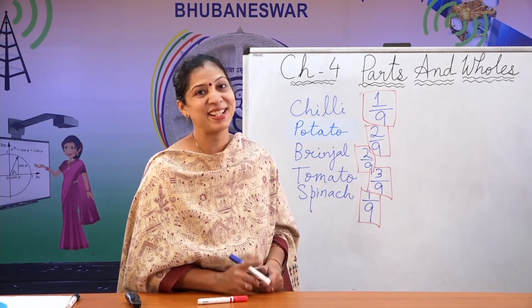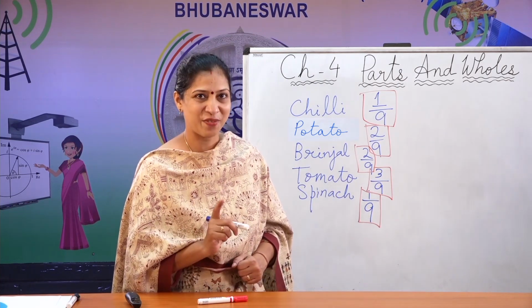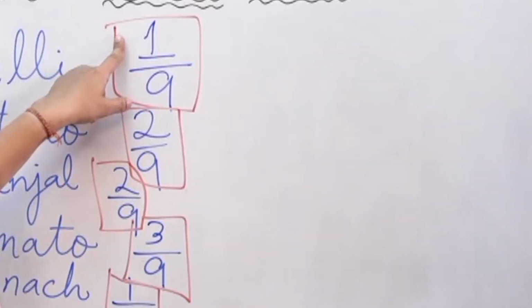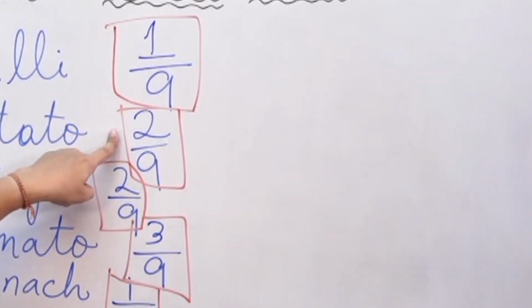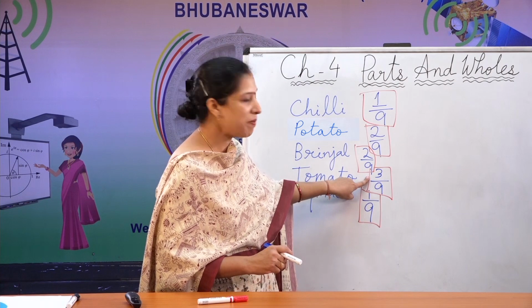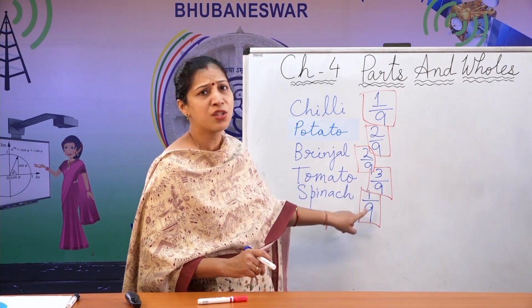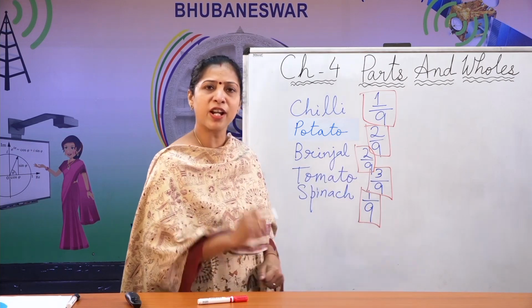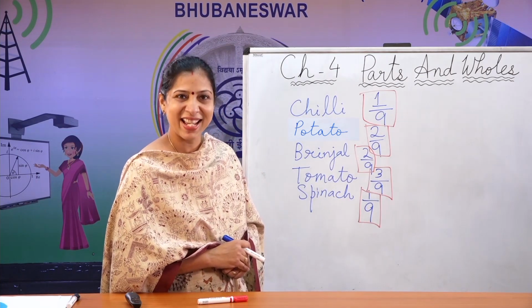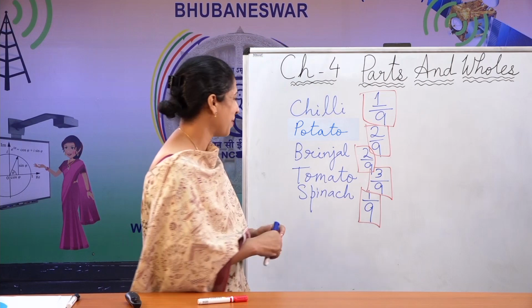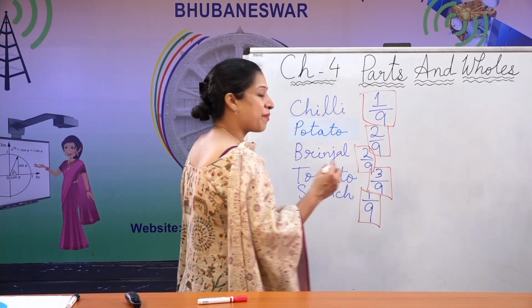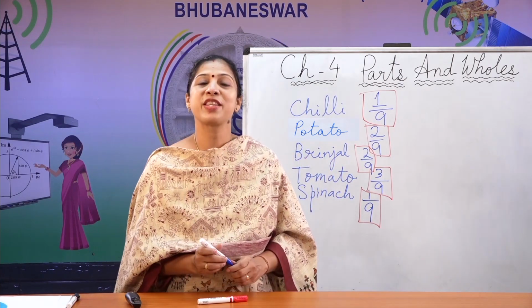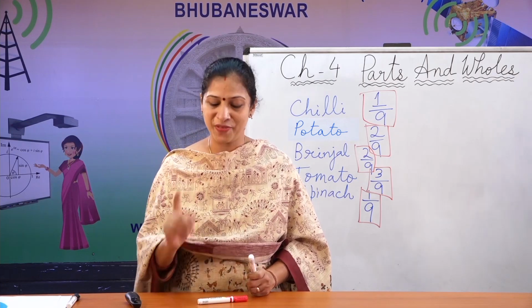Yes, children, it's very easy. Just find out. They tell me this is 1 by 9, 2 by 9, 2 by 9, 3 by 9 and 1 by 9. So which number do you think is the largest out of it? The upper number? Yes, it is tomato. So tomato is the vegetable which grows in the biggest part of this field.